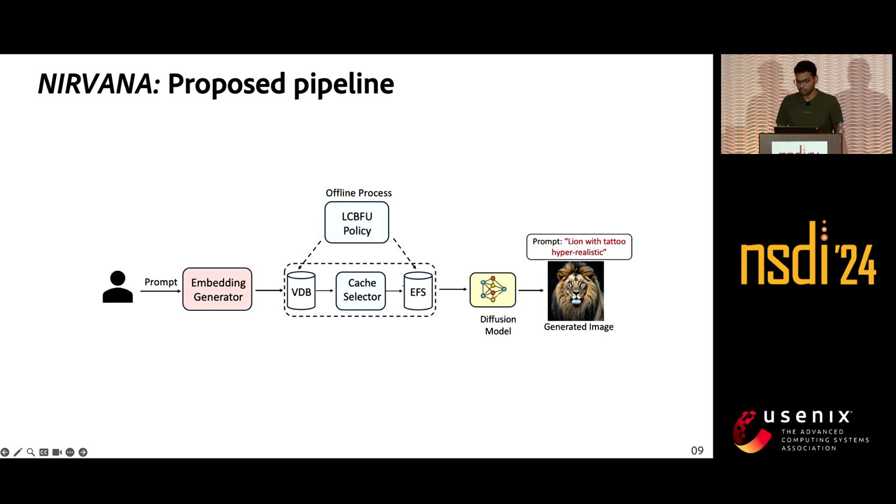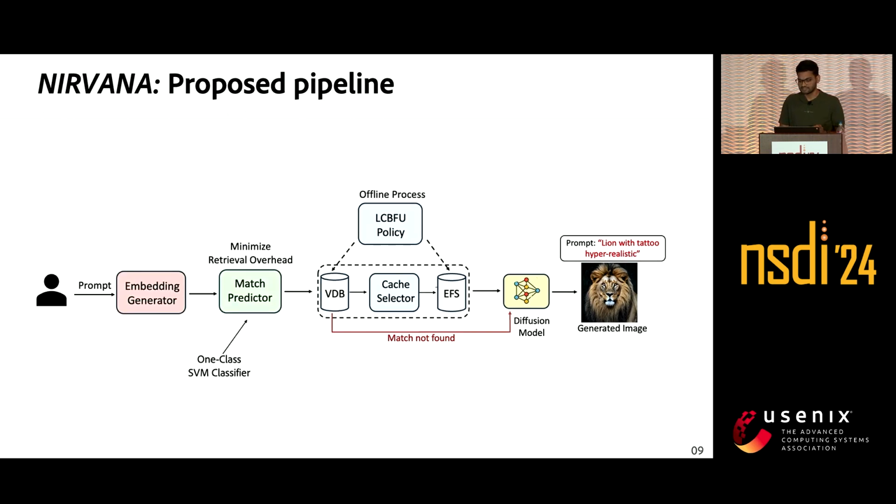system. Now, using this similarity score, the cache selector can determine the number of steps it should skip or k, and it makes a fetch call to retrieve the kth noise file from the elastic file storage or EFS. This noise file is then used to generate the final image by skipping the initial k steps. In case when there is no match that is found, the image is generated starting from random Gaussian noise, and the LCBFU cache management policy then performs the necessary bookkeeping by using the intermediate steps generated during the diffusion for updating the vector database as well as the EFS.